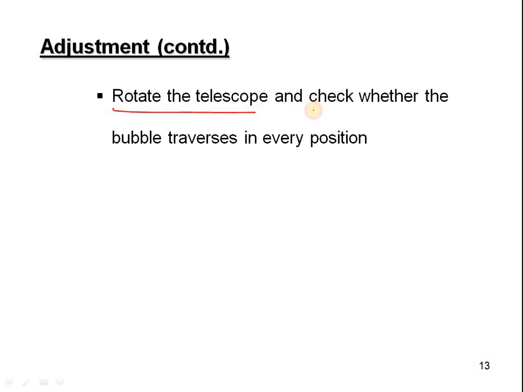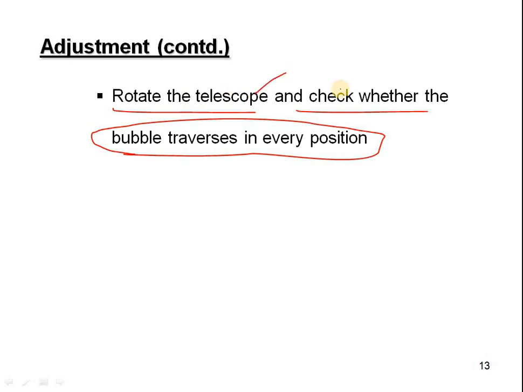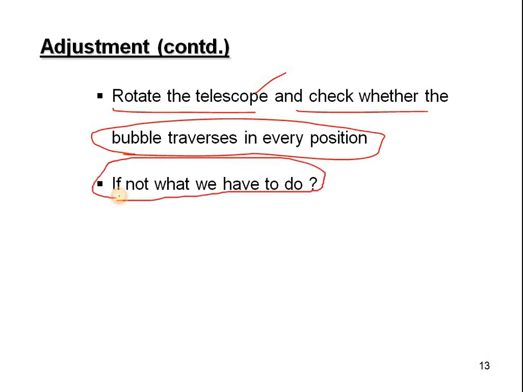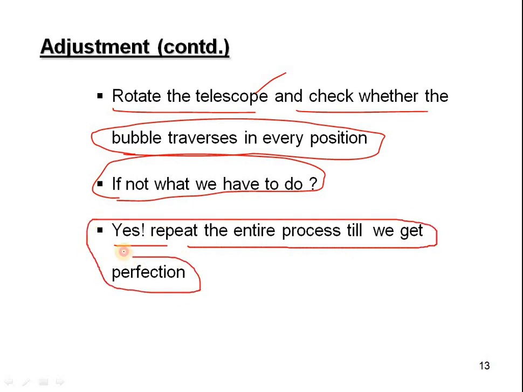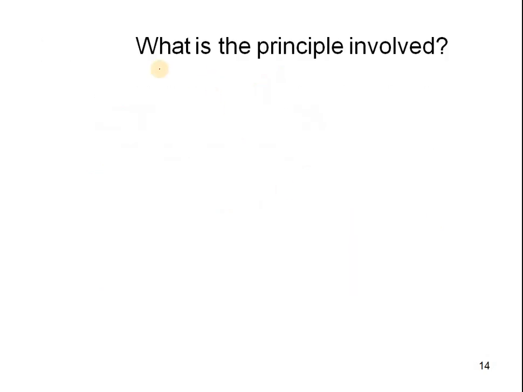So rotate the telescope and check whether the bubble traverses in reverse position. If not, what do we have to do? Yes, repeat the entire process till we get perfection.